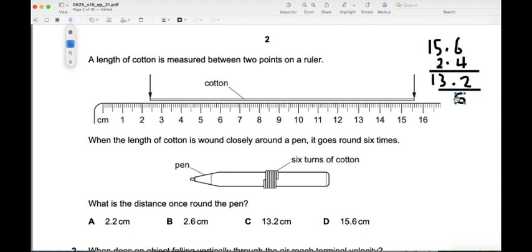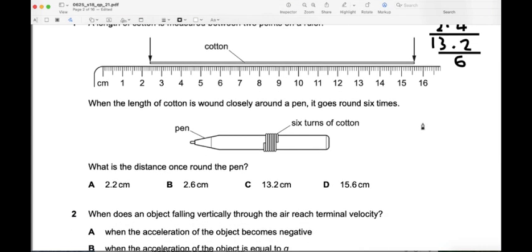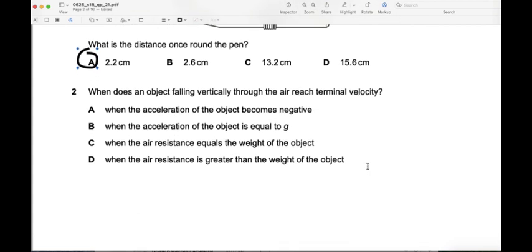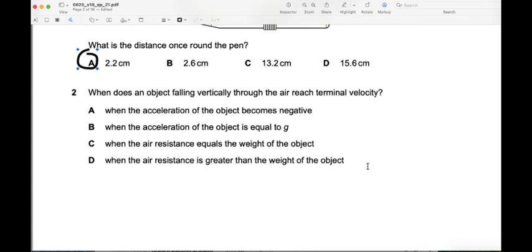To get one round, you say 30.2 divided by 6, and the answer will give us 2.2. So our answer will be 2.2 centimeters. That's question 1. We go quickly to question 2. In the exam, you have to be agile, you have to be fast, you have to be smart.